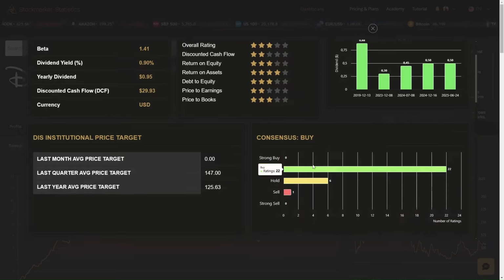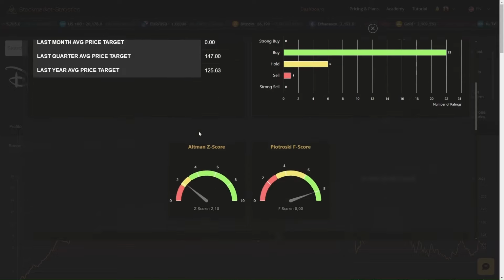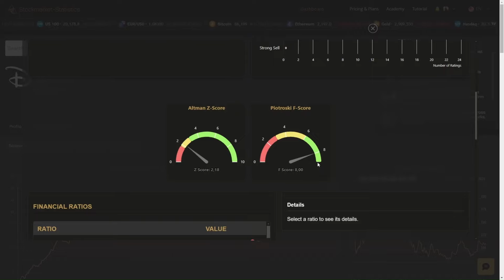Next, we have ratings from top rating agencies, which recommend strong buy, hold, sell, or strong sell. Additionally, our system detects all price targets released by rating agencies and professional analysts, providing the average target price. Here, you can see various economic and financial indicators.